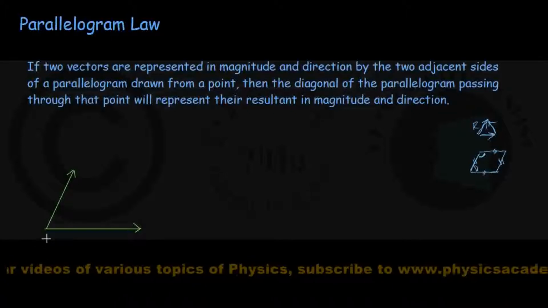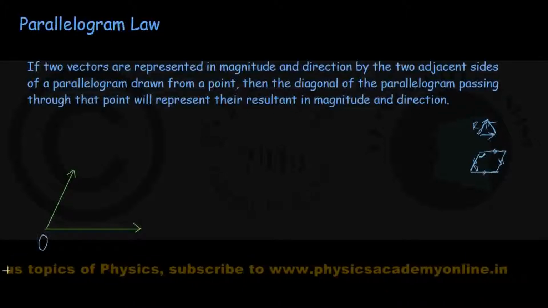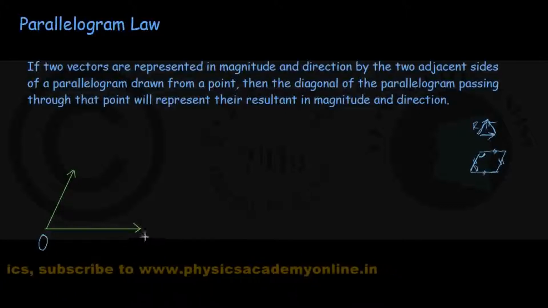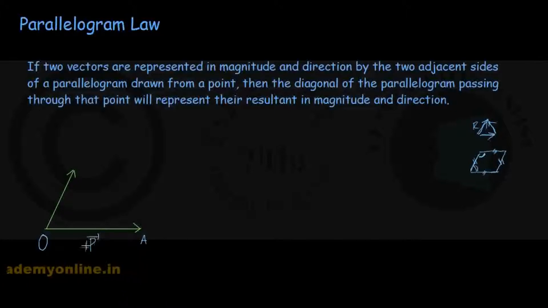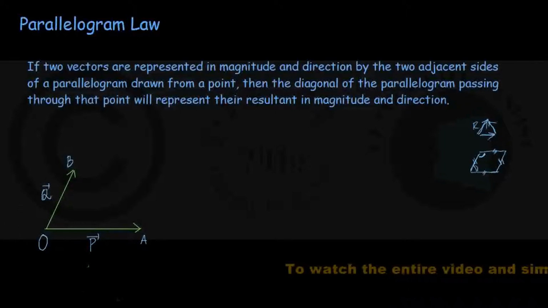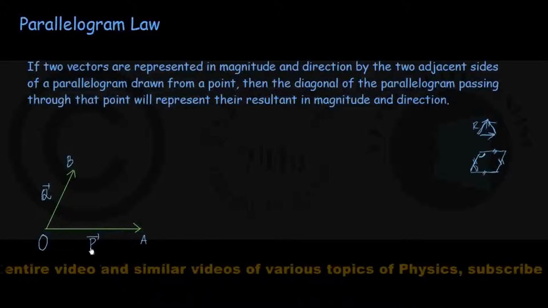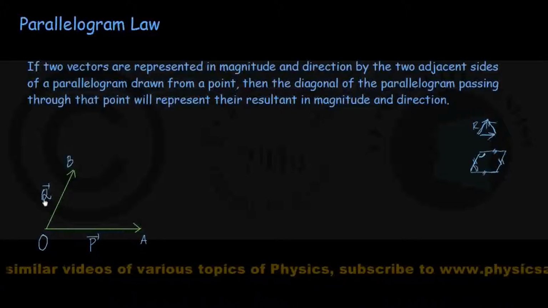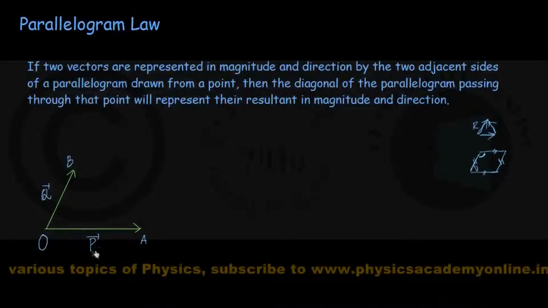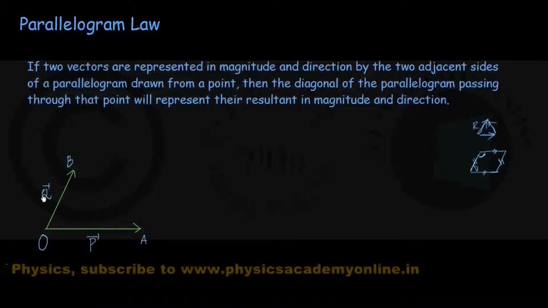This is the common point or common tail from which the two adjacent sides start. So one of them, OA, might be representing the vector P. The other side of the parallelogram, maybe I can call it OB, represents a vector that is Q. So I have come up to this, two vectors P and Q represented in magnitude and direction. That means the length OA represents the magnitude of P, length OB represents the magnitude of Q. Direction of OA is the same as that of P, direction of OB is the direction of Q.